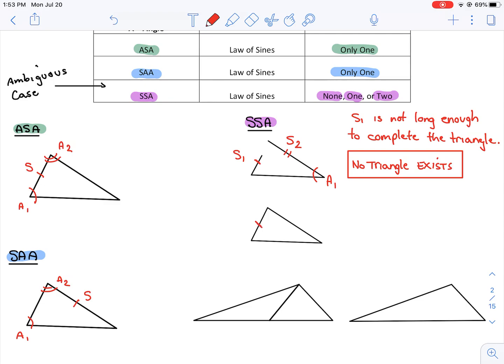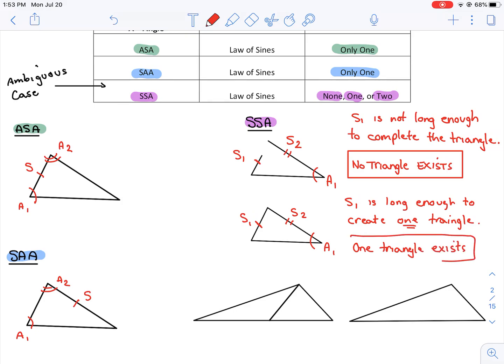Okay, so second example. Here's side 1. Here's another consecutive side. And there's angle 1. And in this case, side 1 is long enough to create one triangle. So that means one triangle exists. And when we work on examples, I will show you how to determine when only one triangle exists.